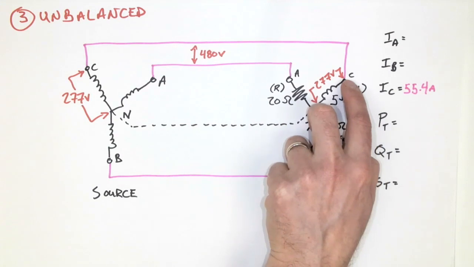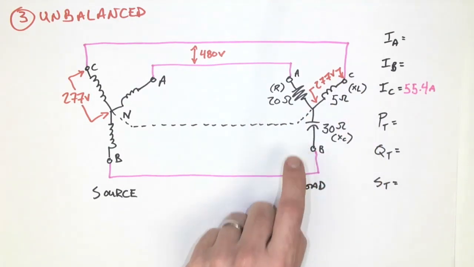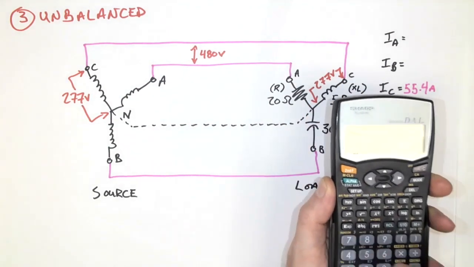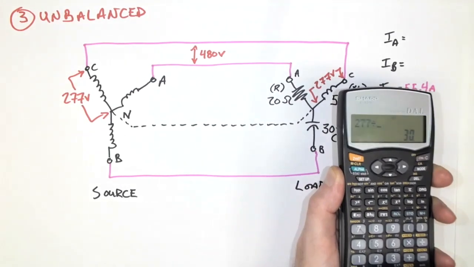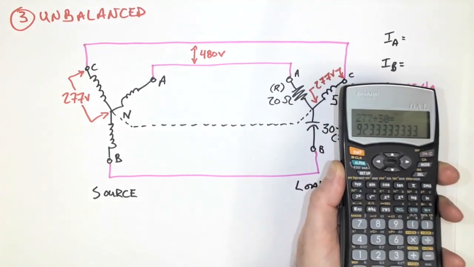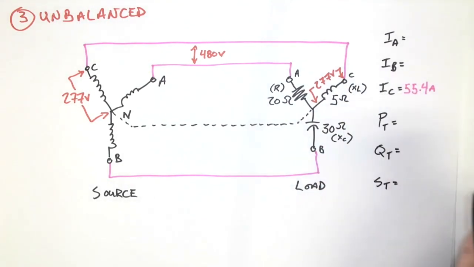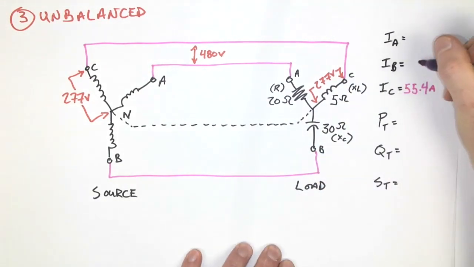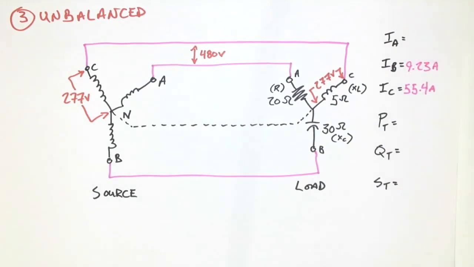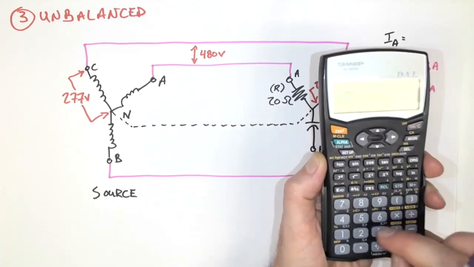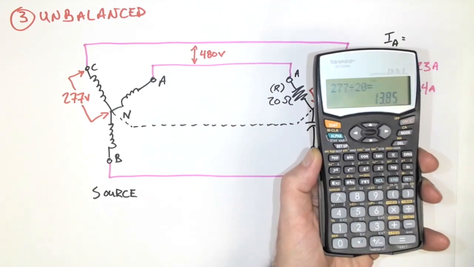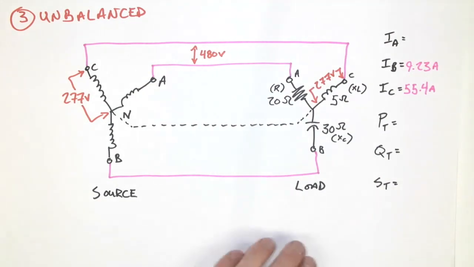The next item is B, 30 ohms. Well, it's got the same voltage, 277 volts and 30 ohms. So 277 divided by 30 equals 9.233. So 9.23 amps. And finally, 277 divided by 20, 13.85 amps.